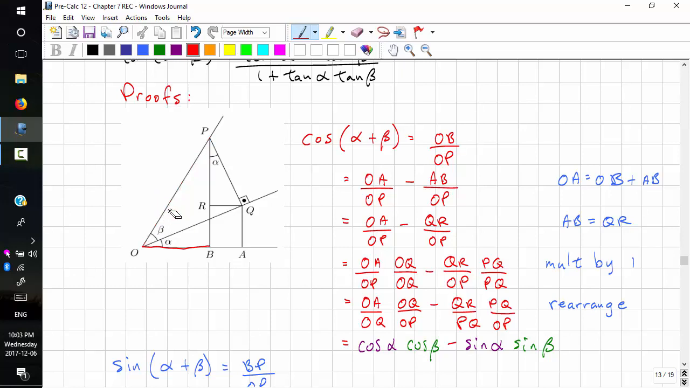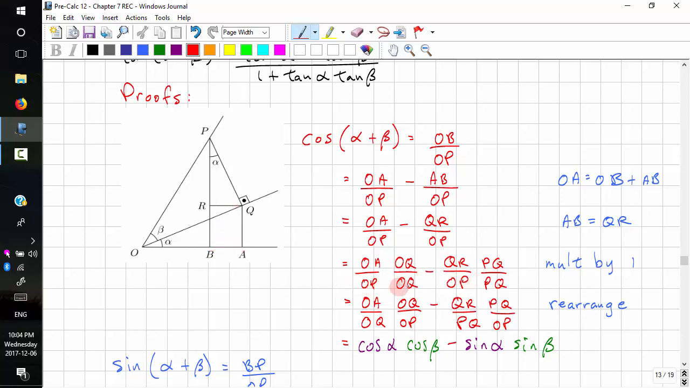Next, we're going to break up OB. It's defined as OA, and we're going to subtract off AB. So that's that definition. We can see that that's true. Next, we're going to do a small substitution. AB is parallel to QR, so they're the same length. So we have QR over OP now.